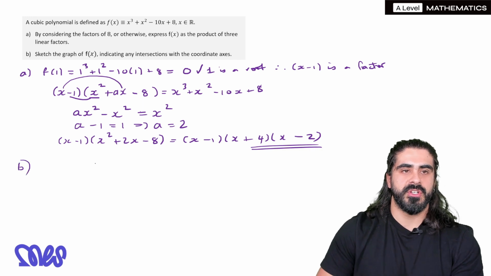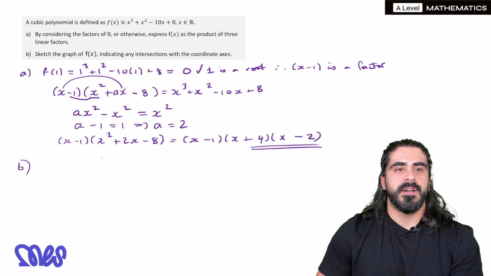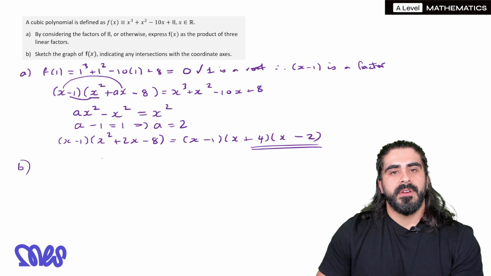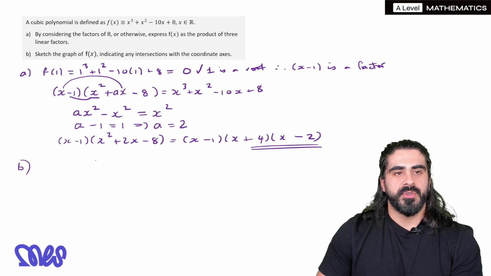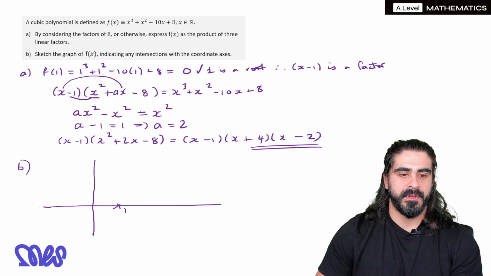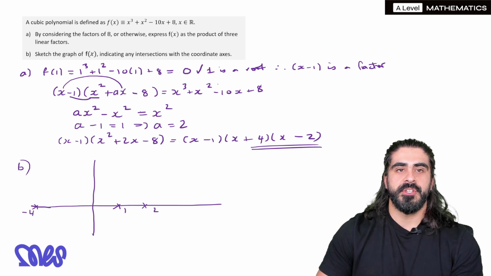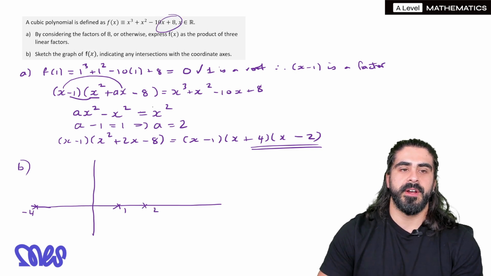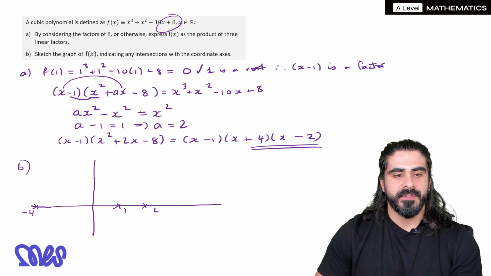Then part B, sketch the graph of f of x, indicating any intersections with the coordinate axes. So in this case, we're going to have our roots 1, minus 4, and 2. That's just a sketch. It doesn't have to be too accurate. Now the other thing is you always look at the last number to determine where it crosses the y-axis. So it crosses the y-axis at 8.